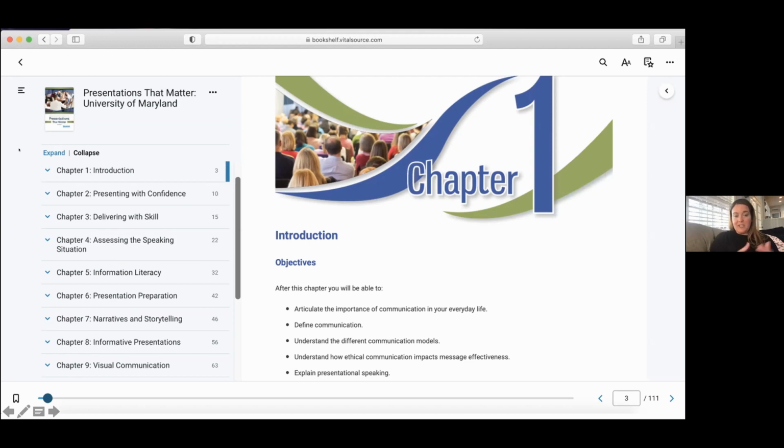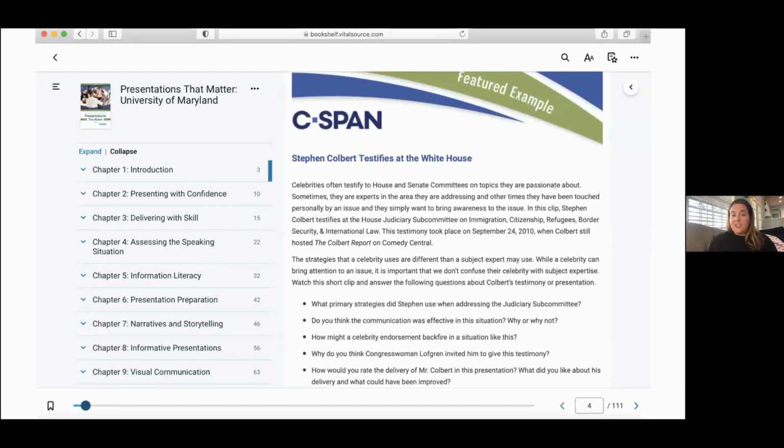And as you can see, students are able to determine what content is going to be covered in this course. And they're able to easily go through the chapters, click on them. Each chapter follows the same format. We have chapter 1 here, which lists out the objectives. At the beginning of each chapter, we have a featured C-SPAN example. So as I mentioned for chapter 1, we have Stephen Colbert, and this is from 2010, where he's talking about immigration and citizenship reform. Each chapter also has a series of discussion questions.